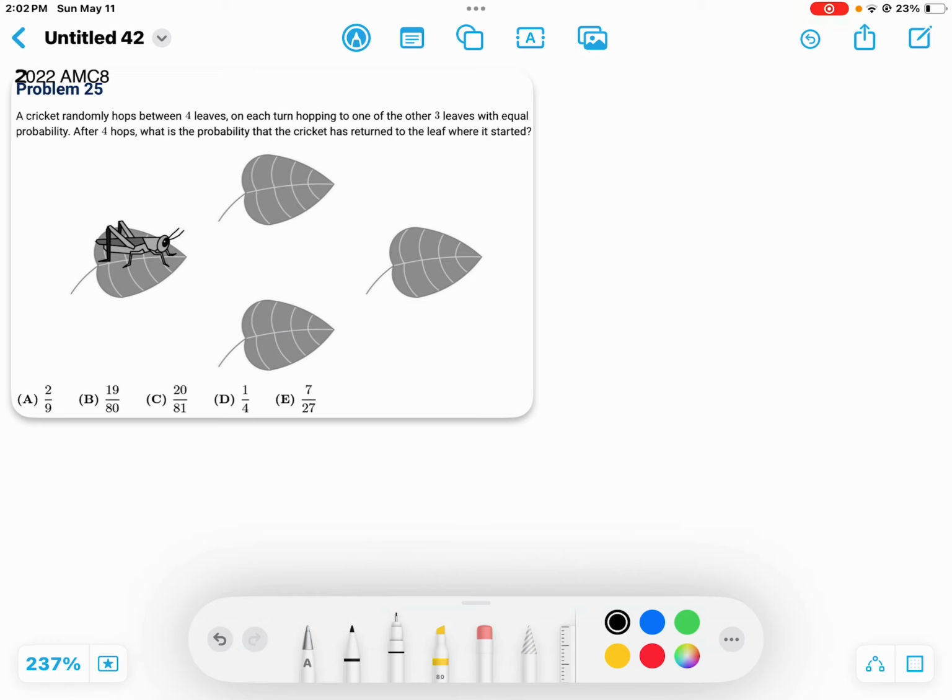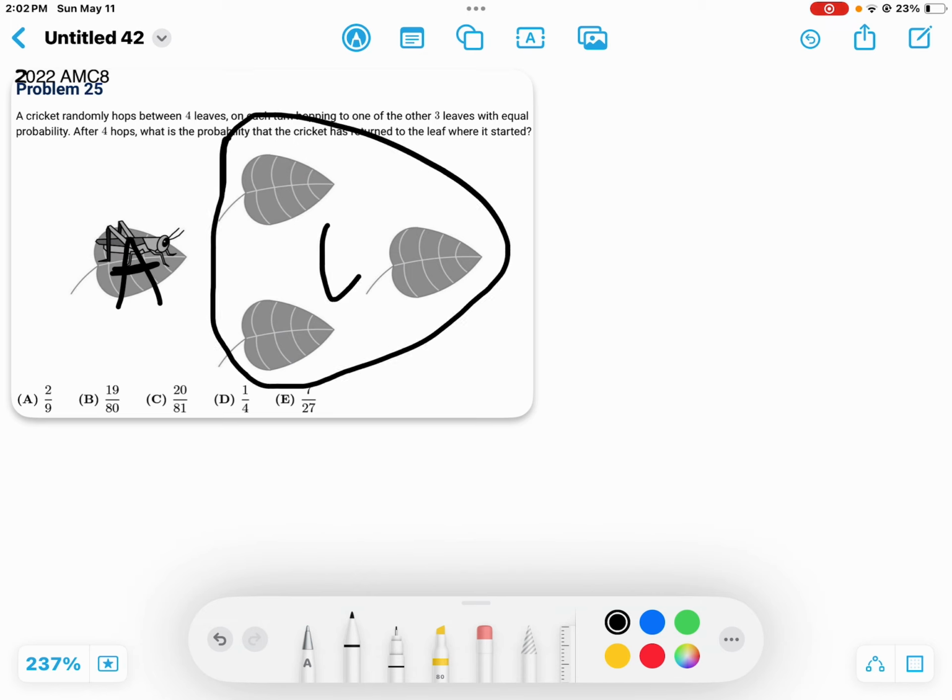So first, we'll list the pathways that the cricket can take in terms of the leaf where it started and the other 3 leaves that will allow it to come back to the leaf where it started. So suppose that when we say A, we mean by this leaf, and when we say B, we mean by any 3 of these leaves.